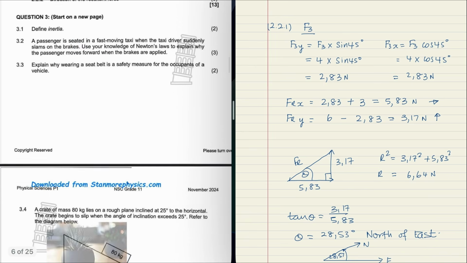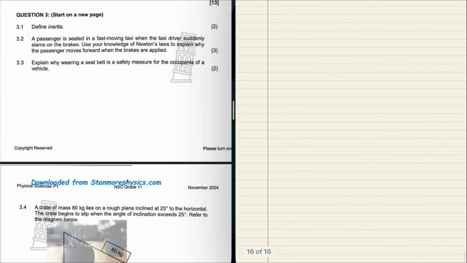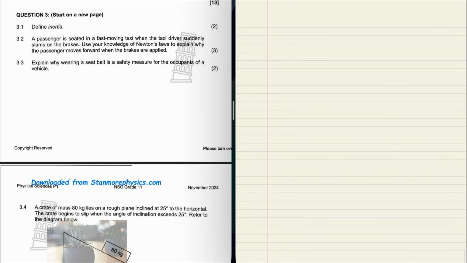Now let's take a look at question number 3. Question number 3 is about inertia. 3.2 says a passenger is seated in a fast-moving taxi when the taxi driver suddenly slams on the brakes. Use your knowledge of Newton's laws to explain why the passenger moves forward when the brakes are applied.